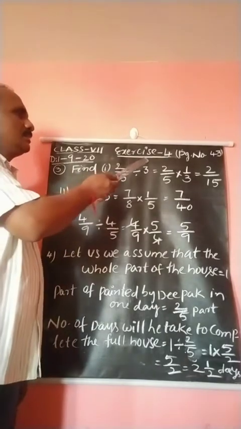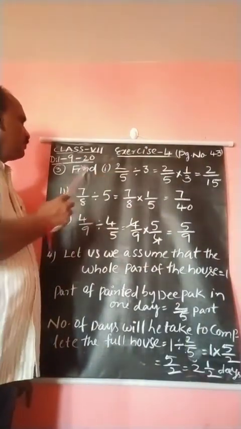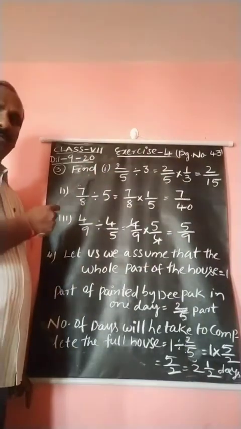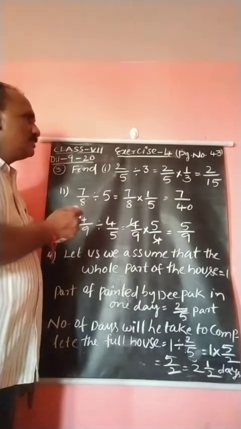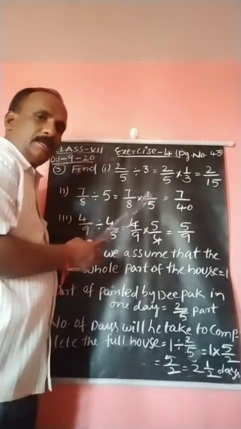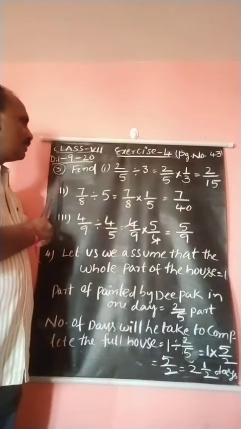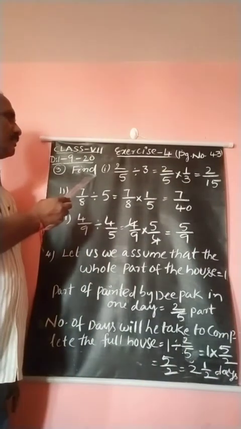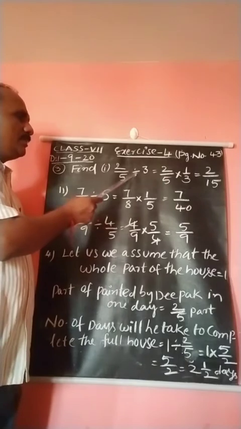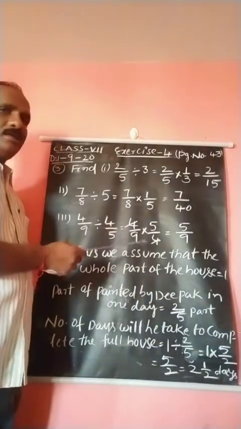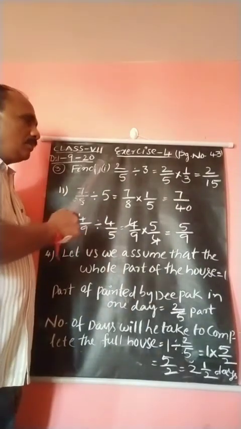Today exercise 4. In the last class we finished 2 Romans, and today we go from the 3rd Roman onwards. Please see, children, here. 3rd Roman, what is given there? Find 2 by 5 divided by 3. 2 by 5 divided by 3 is given. Then how can you divide that one?